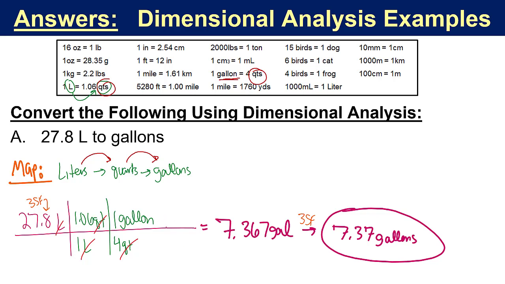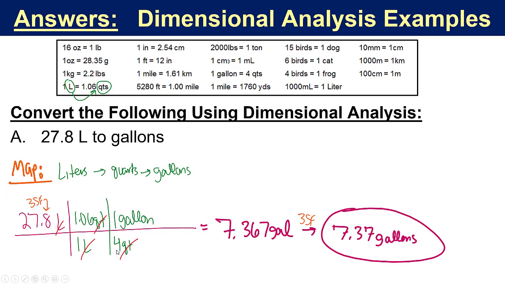That got me my raw answer, which was more sig figs than I wanted because my given in this case had 3. So I had to round to 3 significant figures. The 6 is my last significant figure. That tells me here the 7 is higher than a 5. So this 6 gets rounded up and I get 7.37 gallons.